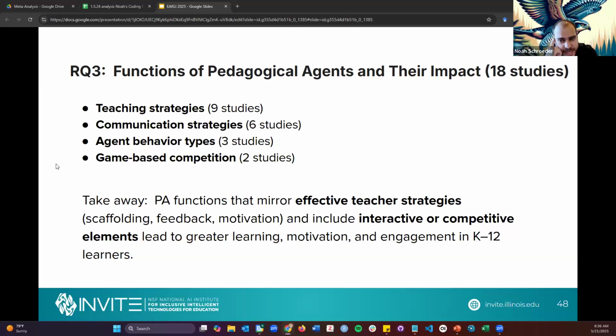So then we got on to looking at the functions of the agent, what the agent was actually doing in the environment. We had 9 studies around teaching strategies, 6 around communication strategies, 3 around agent behavior, and 2 around game-based competition. So if we had to consolidate all of that into one sentence, it would be, agents are more effective when they use the same effective teaching strategies that real teachers use. Again, not rocket science, but we thought there might be some nuance here. We thought there might be things that agents do that's different, that might be effective. And that's not really what we found. What we found was that if it works well for a real teacher, agents were able to, if they were intentionally designed, get positive effects using similar strategies.